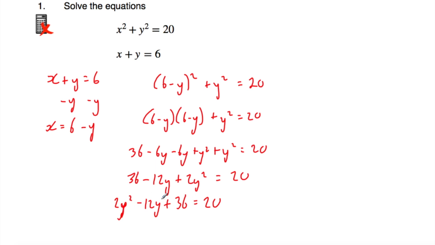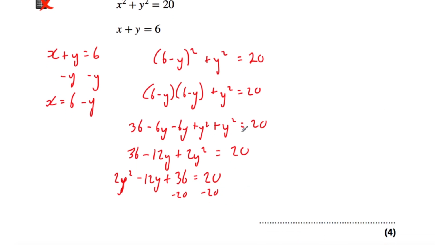Okay, now whenever we want to solve a quadratic like this, we want it to equal 0, so we don't want this to equal 20. So let's take away 20 from the left-hand side and take away 20 from the right-hand side. So on the left-hand side, we'll be left with 2y squared minus 12y.